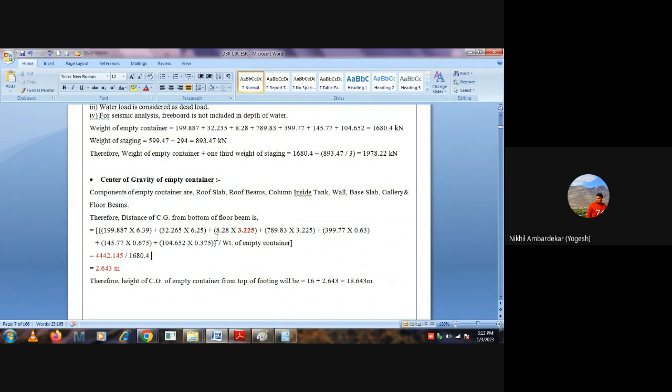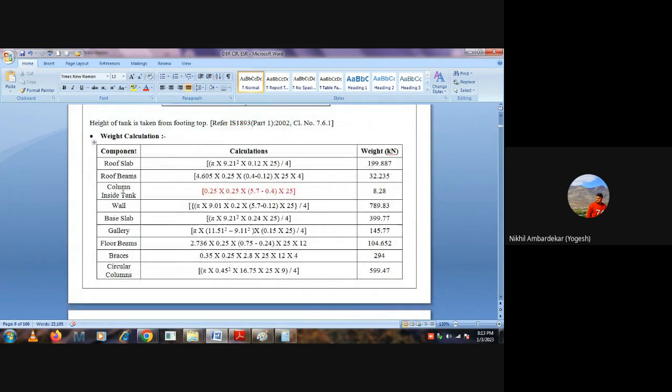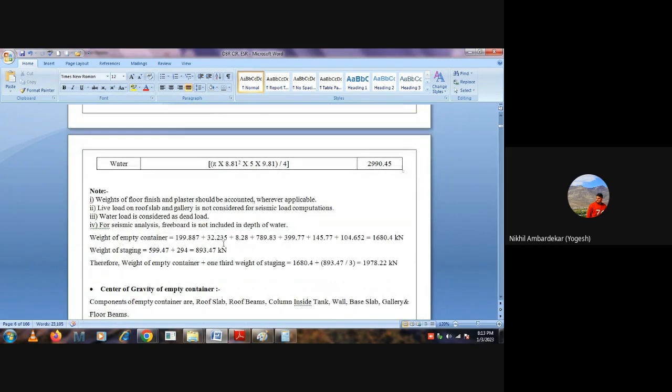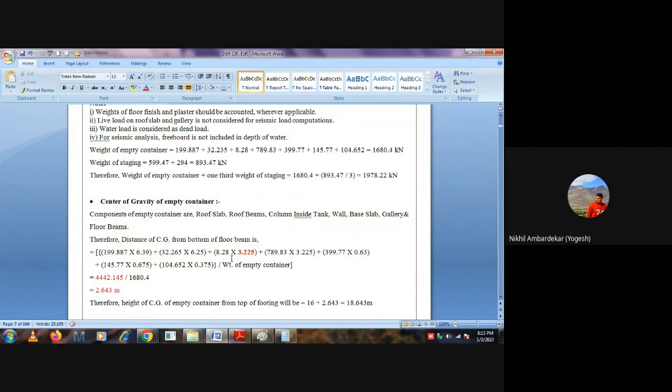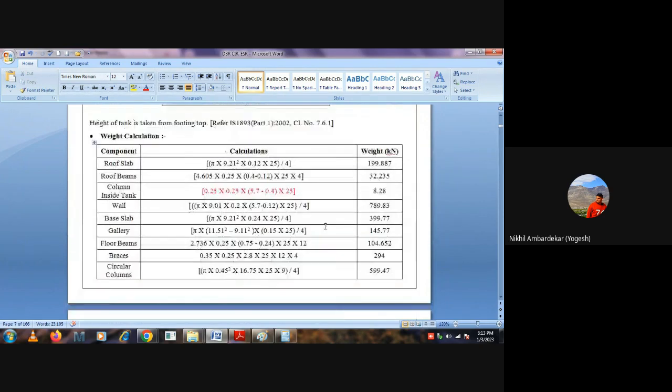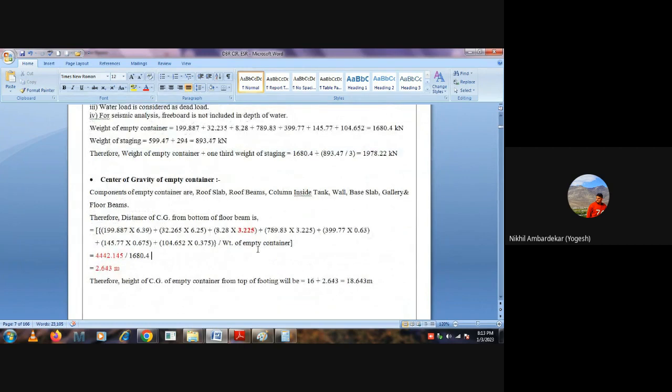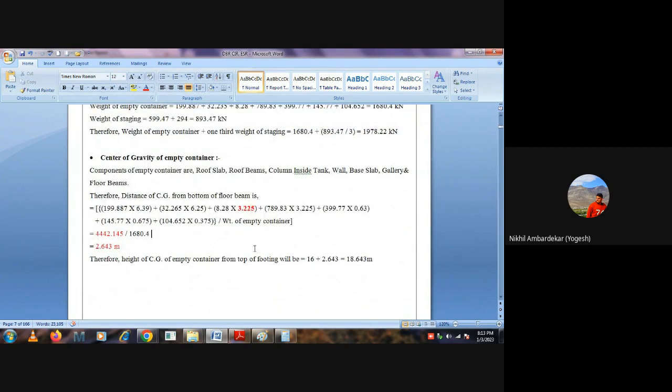Same thing for the next component inside the tank: weight into CG, weight into CG. Is it necessary to discuss every distance? Is it really required? How we calculate 6.25, 3.225, 0.63 is very simple. Yes, sir. Can we go ahead? Yes, sir.